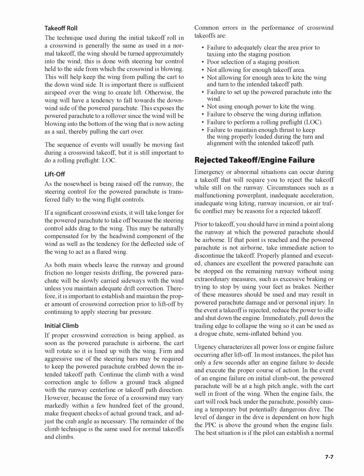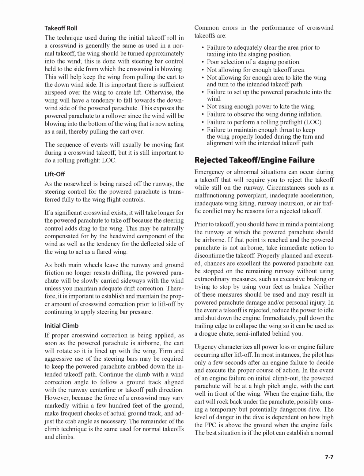Initial climb. If proper crosswind correction is being applied, as soon as the powered parachute is airborne, the cart will rotate so it is lined up with the wing. Firm and aggressive use of the steering bars may be required to keep the powered parachute crabbed down the intended takeoff path.